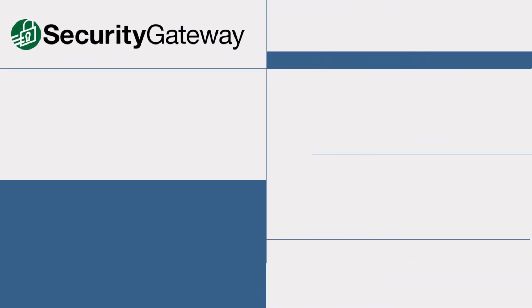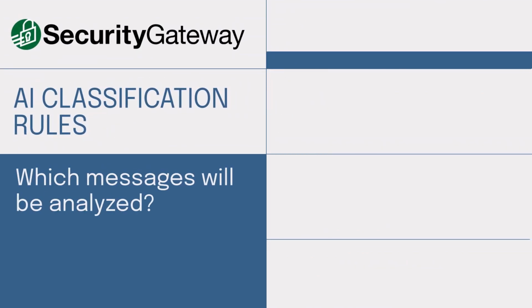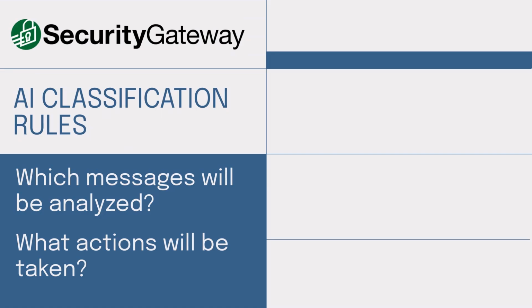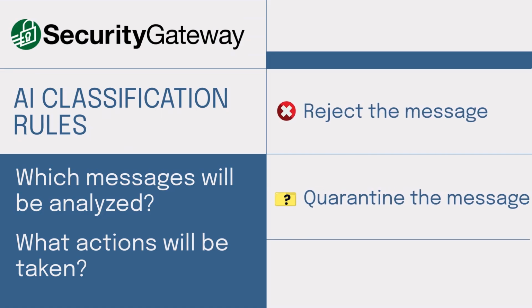You can then set rules to determine which messages will be analyzed and what actions will be taken, such as reject, quarantine, or add to the message's spam score based on the resulting AI classification.